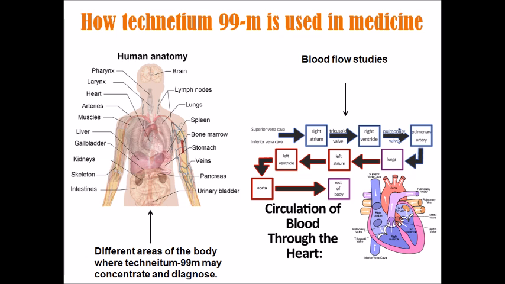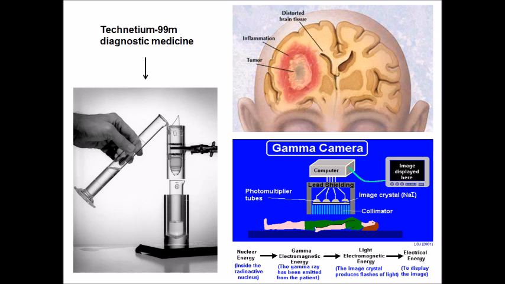How Technetium-99m is used in medicine. In medical procedures, Technetium-99m is used in diagnosing patients. Technetium-99m is a tracer used to capture images inside the body and diagnose conditions in the heart, spleen, kidney, lungs, bone, and liver. Technetium-99m is also used in blood flow studies.